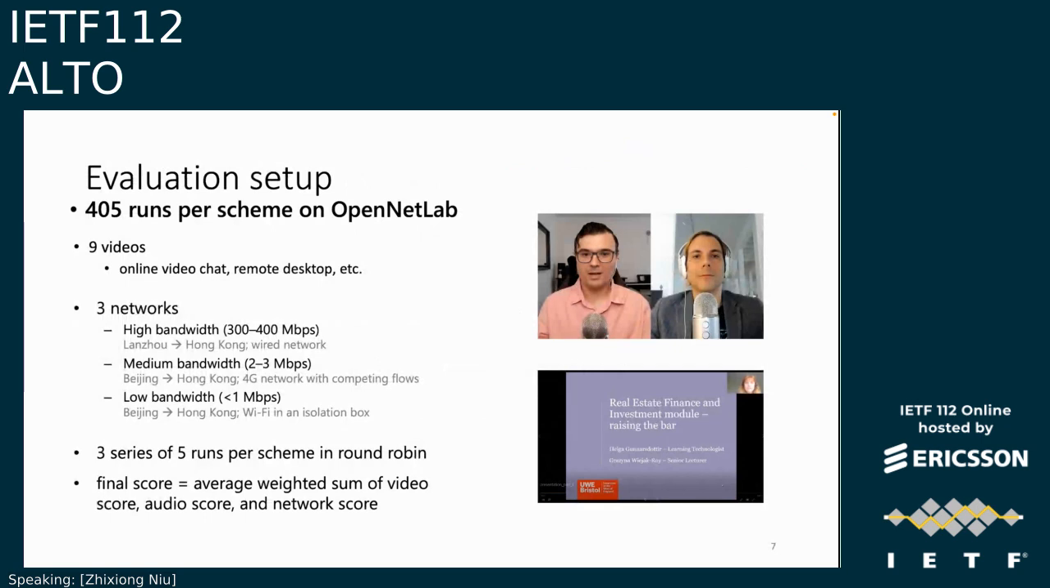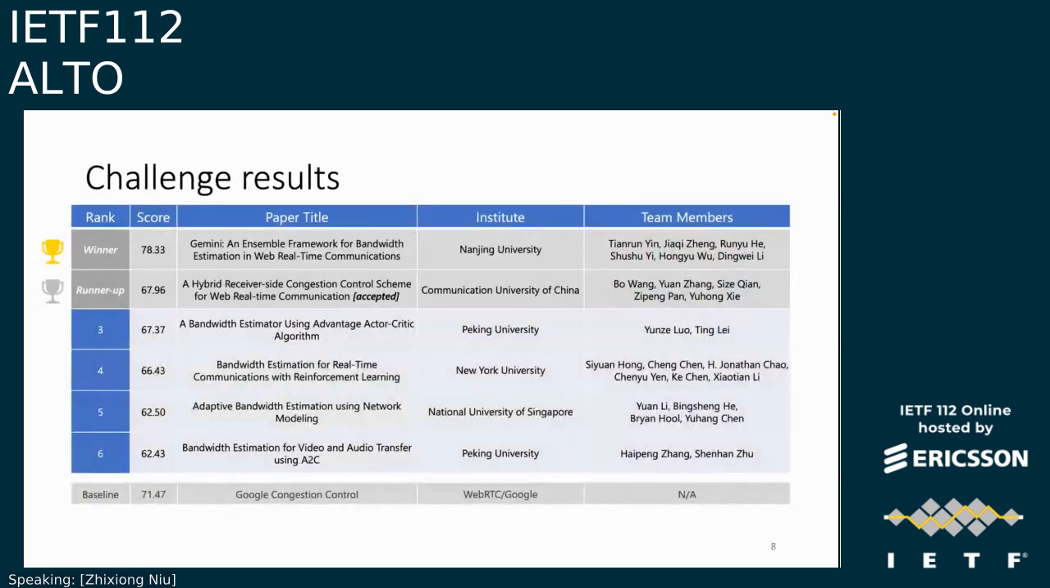In the evaluation period, we use more than 40 runs per scheme on OpenNetLab. It includes 9 videos and 3 networks, including high, medium, and low bandwidth, and we have 5 runs per scheme in a round-robin way. The final score is the average weighted sum of the video score, audio score, and network score. Finally, the Nanjing University team is the winner, and their score is 78.33, which is better than Google Congestion Control, which is 71.47. We can see the innovation is very promising in bandwidth estimation.